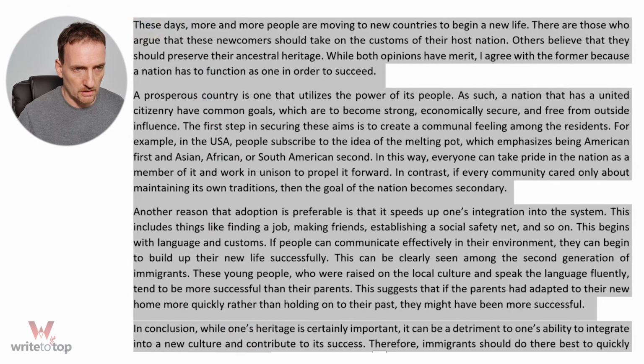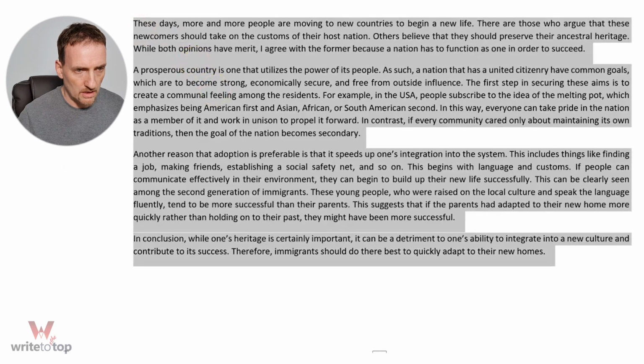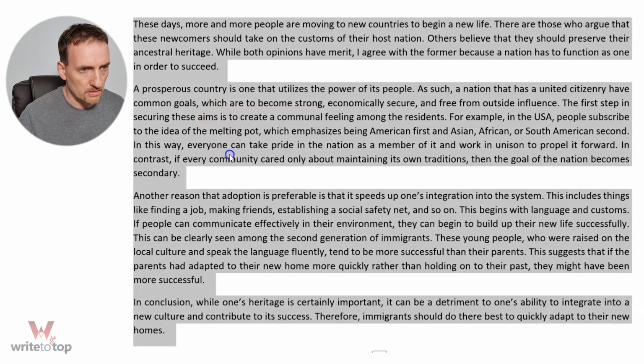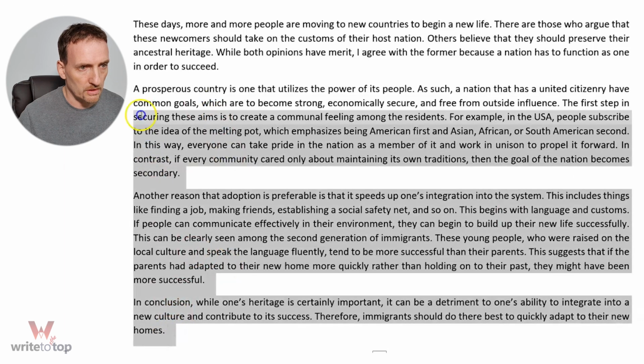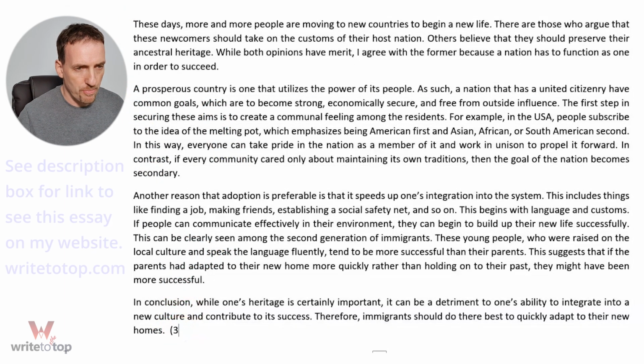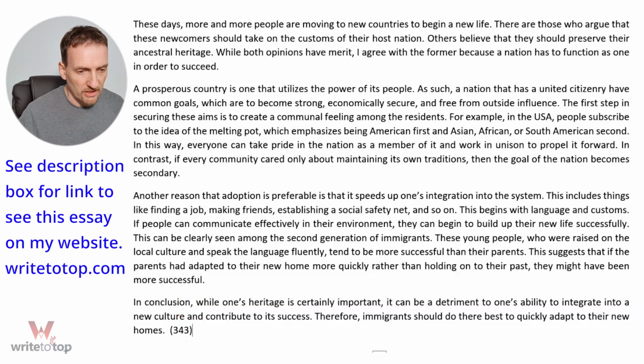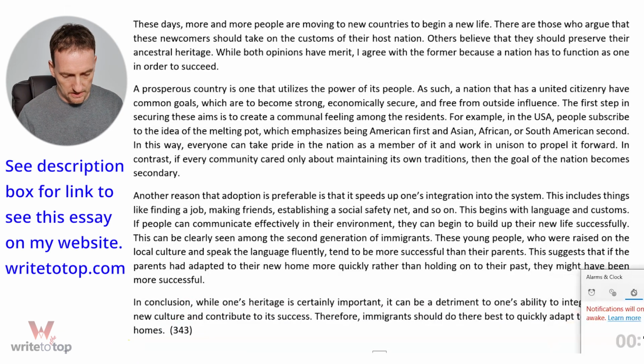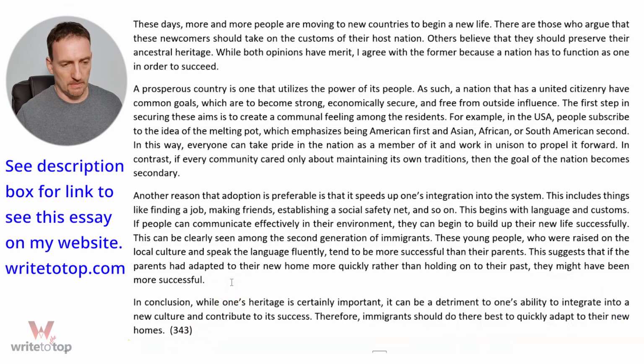Let me just do a little quick word count here again. Let's go here. You guys can see the whole thing. Oh, it's a bit too small. Sorry. I have 343. Now, how much time do I still have? I still have 12 minutes.